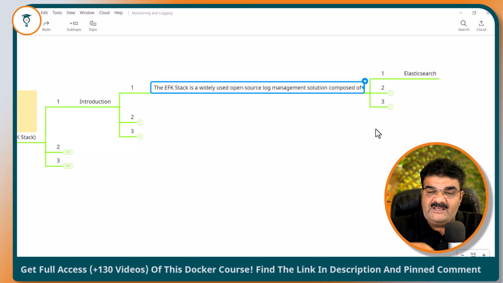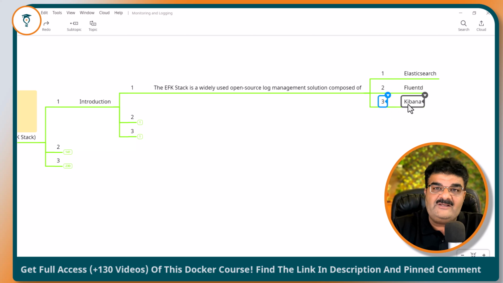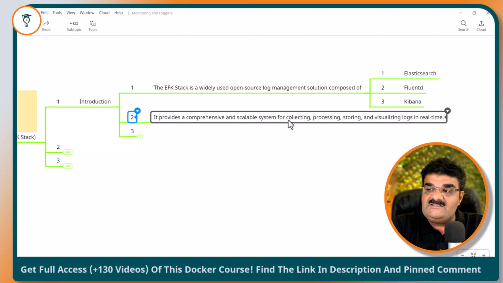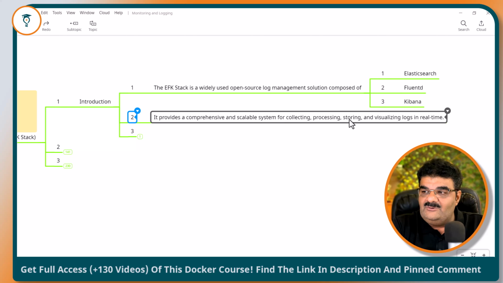Most people actually add this particular topic to Kubernetes courses, but I thought, okay, let's add this right now, because in the upcoming days when you learn Kubernetes, this will be familiar to you, right? So if we are talking about EFK, we have Elasticsearch, then we have Fluentd, and then we have Kibana. Actually, these 3 different tools work together in the EFK Stack. It provides a comprehensive and scalable system for collecting, processing, storing, and visualizing logs in real time. These 3 tools are doing all these tasks.